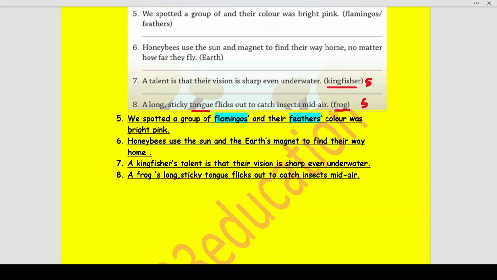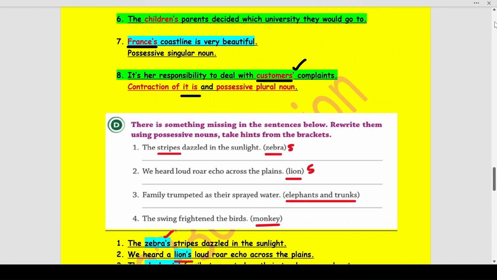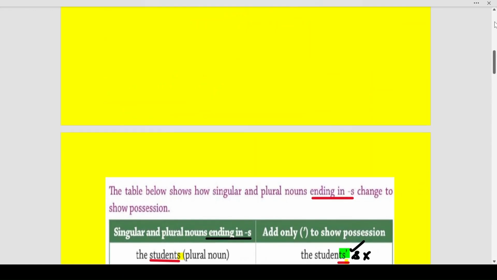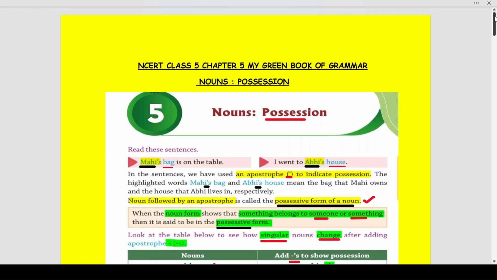Okay, students, so this is how we will approach your possessive nouns. I hope I have achieved to explain to you possessive nouns in detail. Nouns, possession, I hope is clear to all of you.